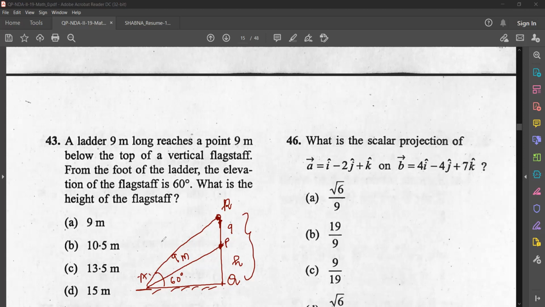Okay, so let's see. I'm just taking tan 60. What is that? Opposite by adjacent, isn't it? So opposite means 9 plus h, this much portion, by adjacent is AQ. Isn't it?